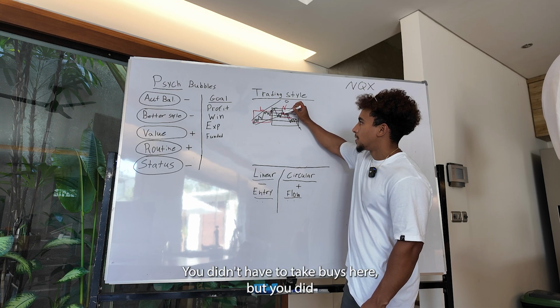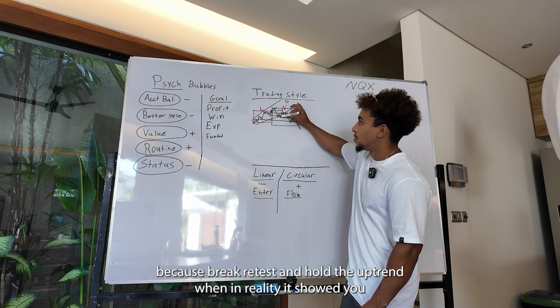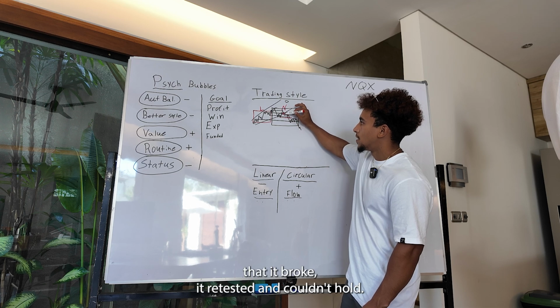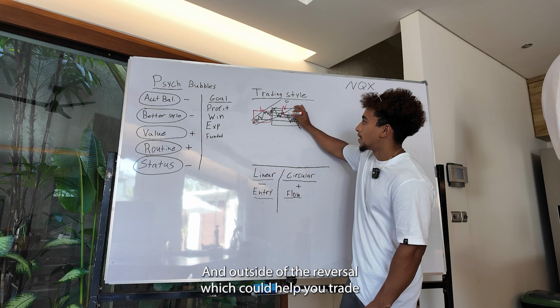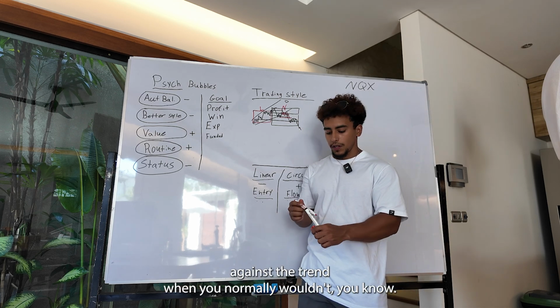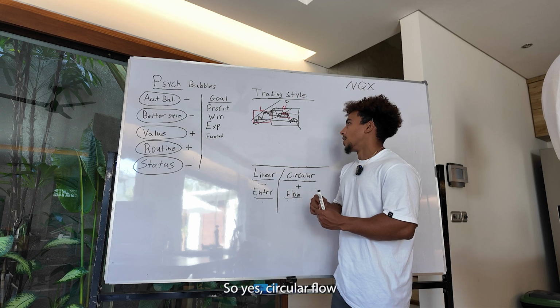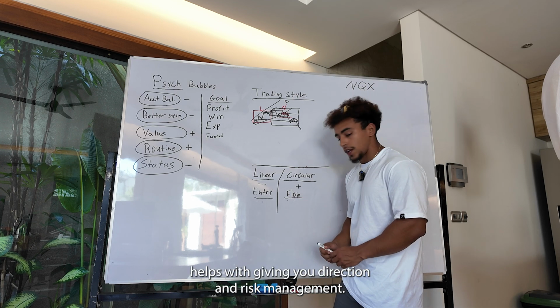You didn't have to take buys here, but you did because break, retest, and hold the uptrend. When in reality, it showed you that it broke, it retested, and couldn't hold, and it's making a seller's dome, and outside of the reversal, which could help you trade against the trend when you normally wouldn't, you know? So yeah, circular flow helps with giving you direction and risk management.